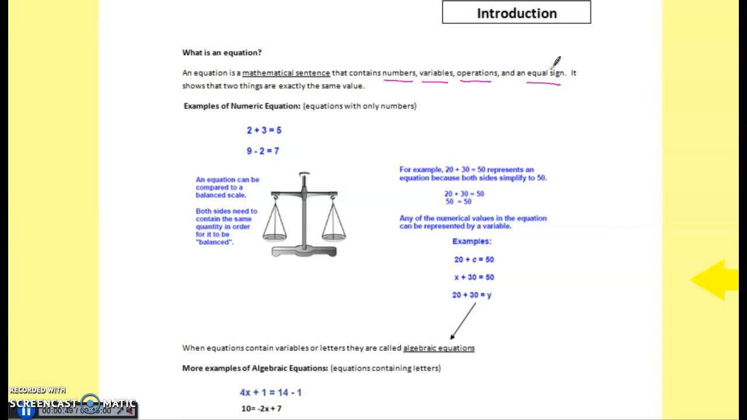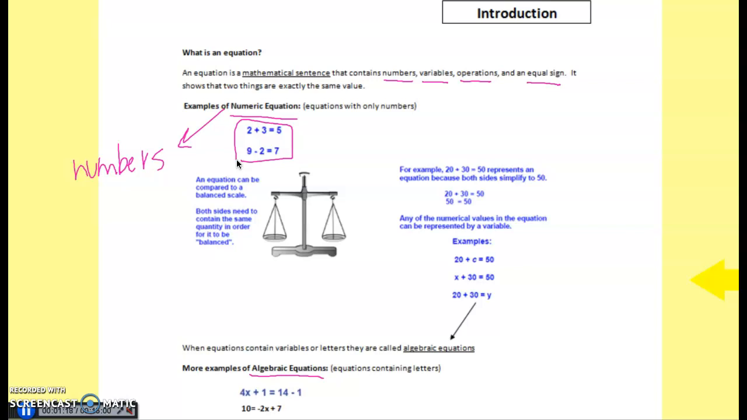Now we've got two types of equations, and just like expressions, we've got a numerical equation and we also have an algebraic equation. If you remember from the unit on expressions, the word numerical is like numbers, right? So numerical equations are going to have only numbers in them, and there's two examples. 2 plus 3 equals 5. 9 minus 2 equals 7.